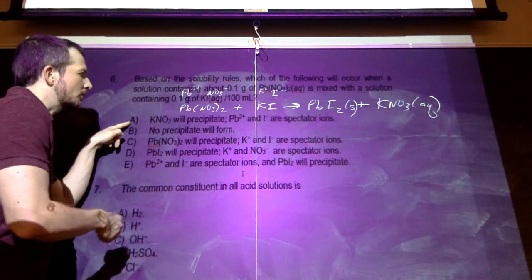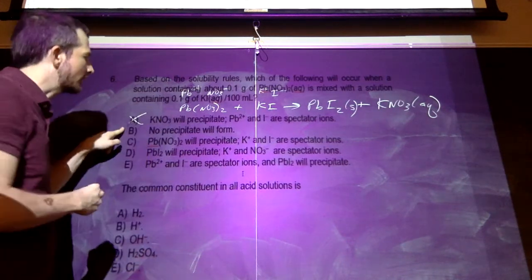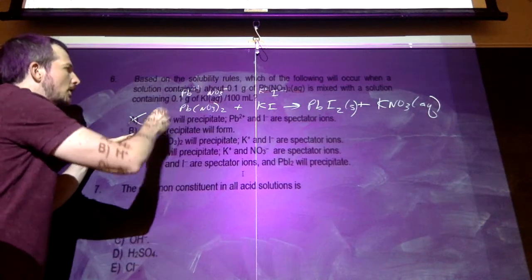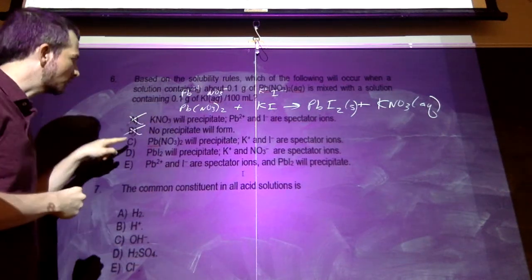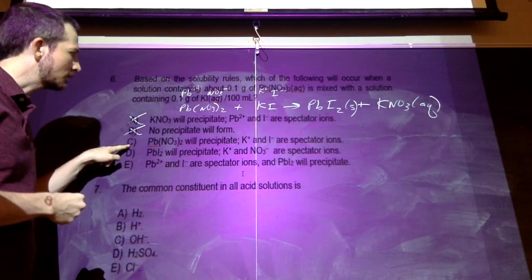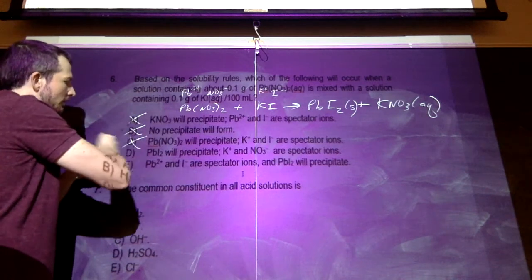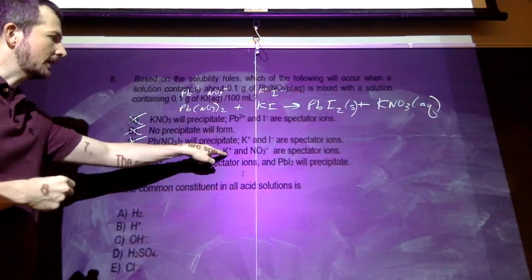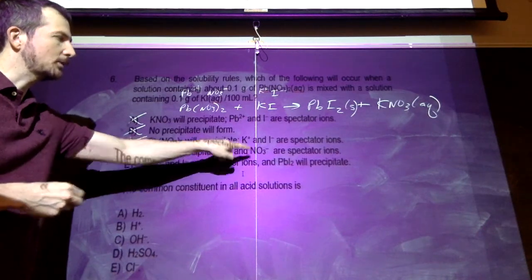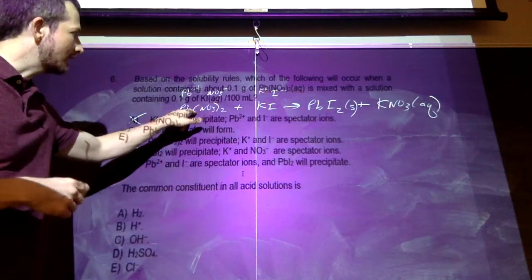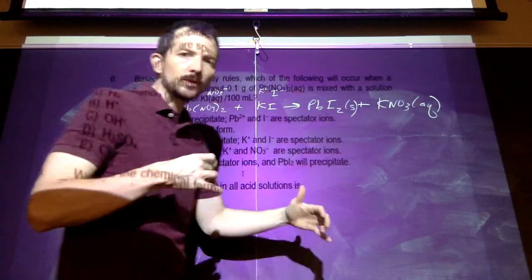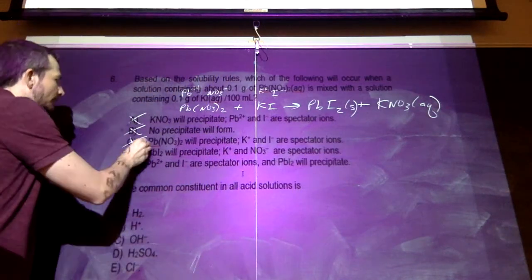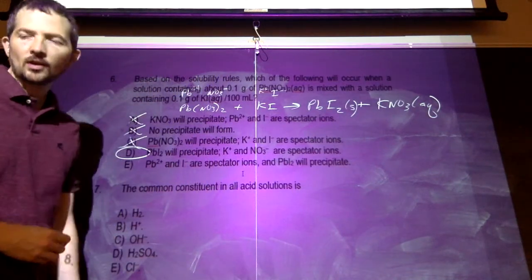So KNO3 will precipitate? No. KNO3 is soluble. No precipitate will form? No. Lead iodide forms. Pb(NO3)2 will precipitate? No. That's one of your starting materials. PbI2 will precipitate? Yes. K and NO3 are spectator ions? Yes, because the K and NO3 will be on both sides when it separates out into its ions. So D, correct answer.